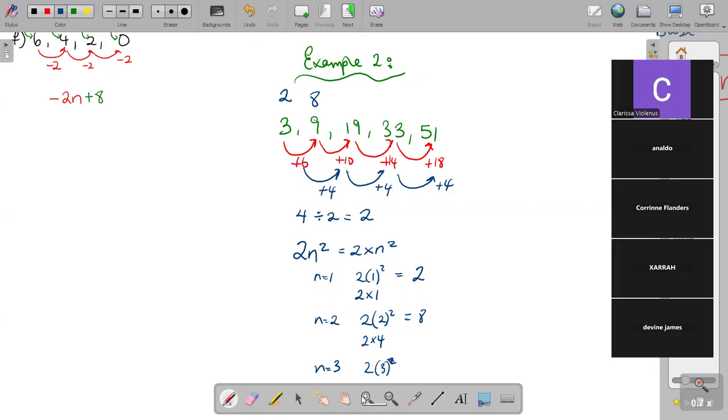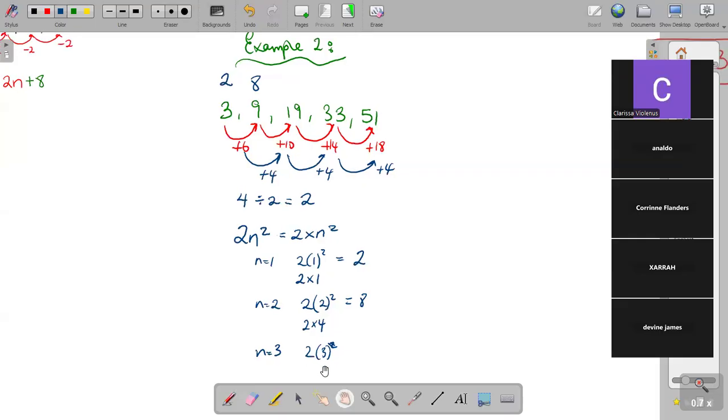What is 2 times 3 square? Because this means what? 2 times 9, which is 18.